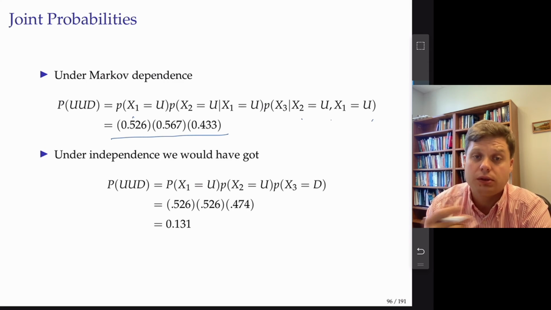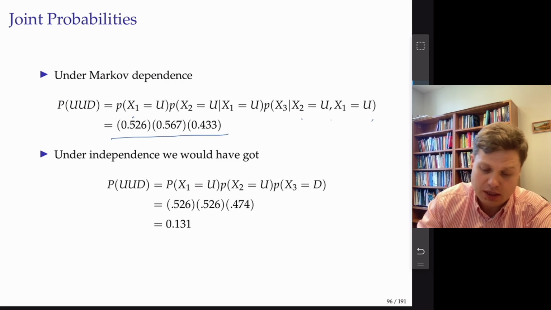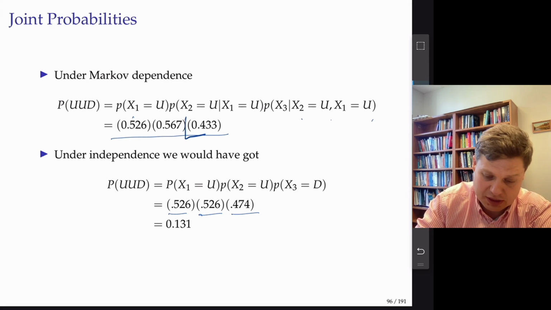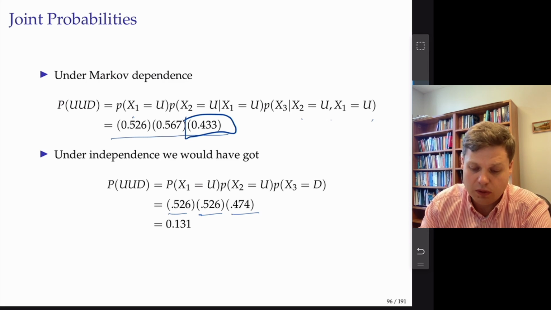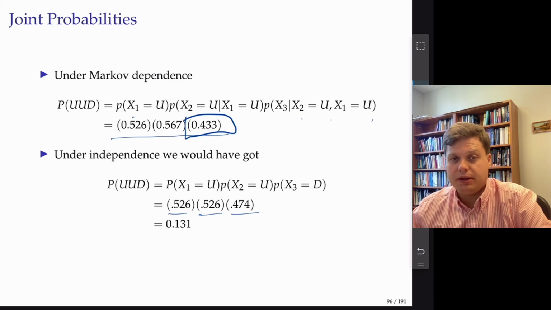If we ignore the previous history, if we say there is no temporal dependence, then up, up, down is just going to use the marginals: probability of up 52%, another up 52%, and then 47%. So it's slightly different, and actually this term is slightly different. Under independence, the probability of up, up, down looks slightly higher compared to the probability of up, up, down under the Markov dependence assumption.